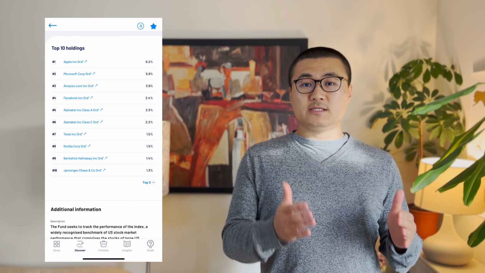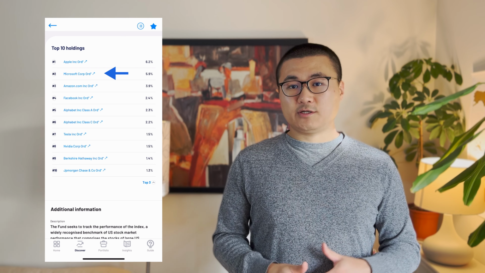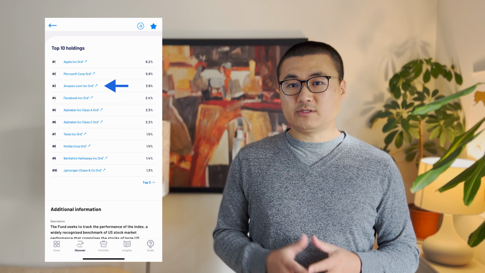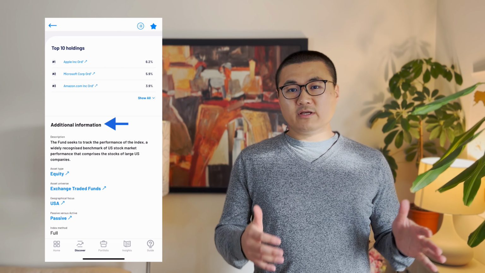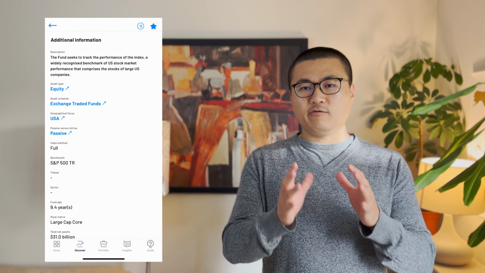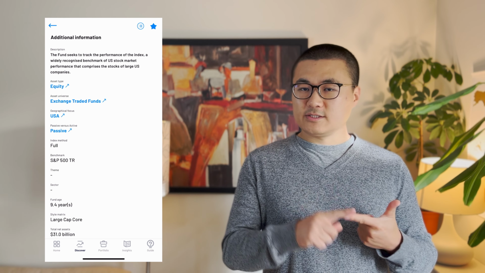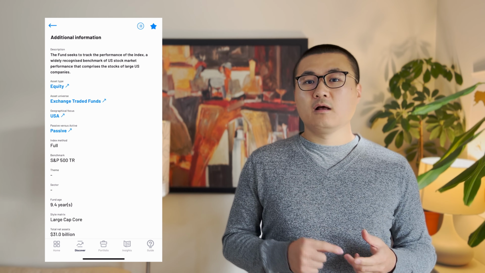And here, since this is an S&P 500 ETF, you will see a lot of the household names in this ETF, such as Apple, Microsoft, and Amazon. And lastly, you have this additional information section. When it comes to funds, there's quite a number of important information you need to know, such as the fund mandate, the size, how long the fund has been around, who manages the fund. You will see here many of these important and basic information about the funds.